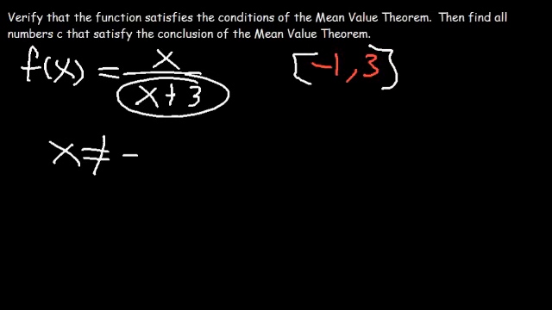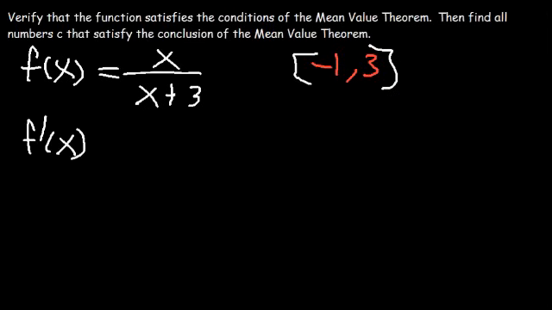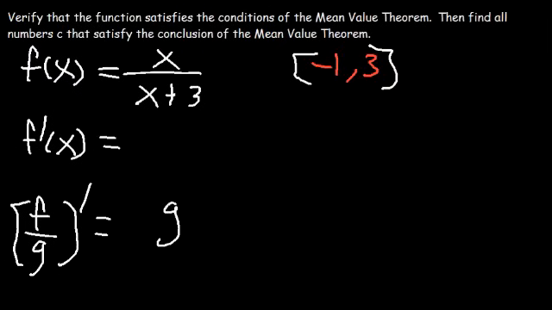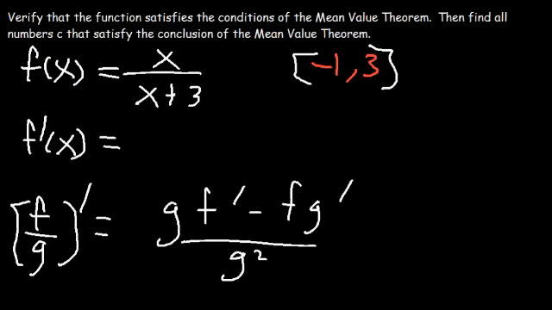Now, is it differentiable? Right now, we don't know. We'll have to find the first derivative and see if it's differentiable on the open interval. So we'll take a look at that later. So let's go ahead and find the first derivative. We need to use the quotient rule. So let's say if it's f over g, the quotient rule is g f prime minus f g prime, divided by g squared.